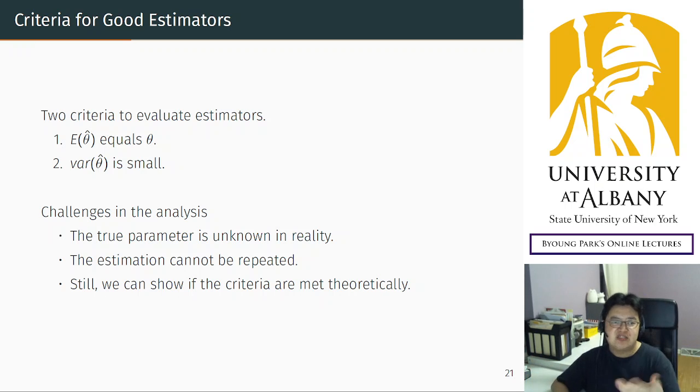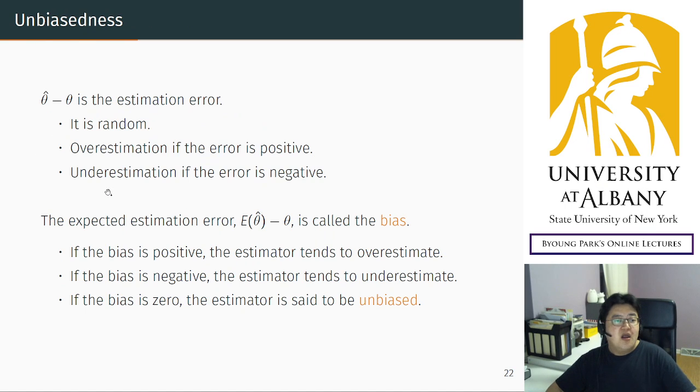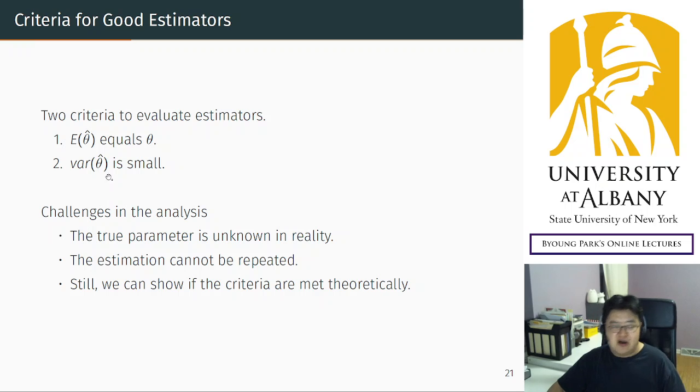So when I ask you what is the mean gas price, then someone may say $1, someone may say $10. How can you tell which is the correct one? In practice, it's not possible, but theoretically, it's possible using the sampling distribution theory. So we are going to study these two criteria in the next slides and next video.